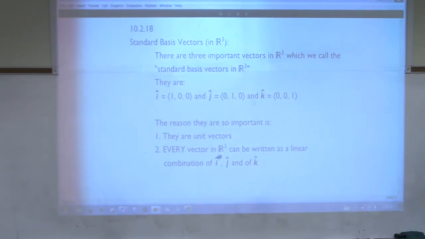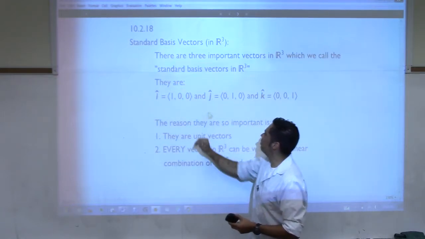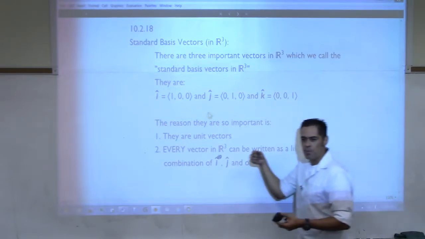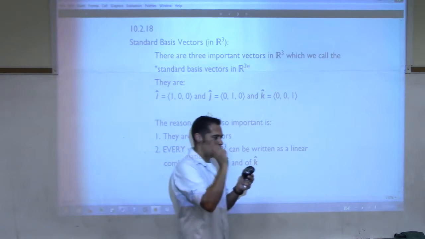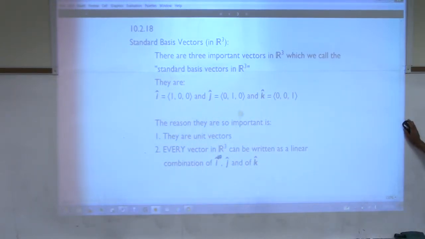So i hat, j hat, k hat in three-dimensional space are a little different because you have to have that third component, right? So it's 1, 0, 0, it's 0, 1, 0, and then 0, 0, 1. And guess what? Those just point out the x-axis, the y-axis, and the z-axis. Just out 1, up 1, over 1. And you can create all vectors from those.